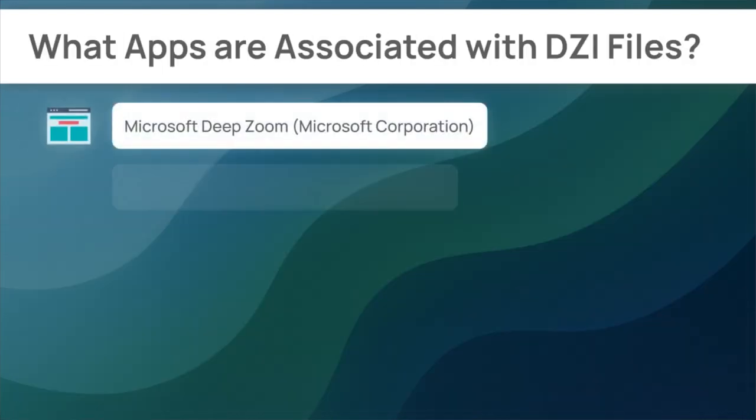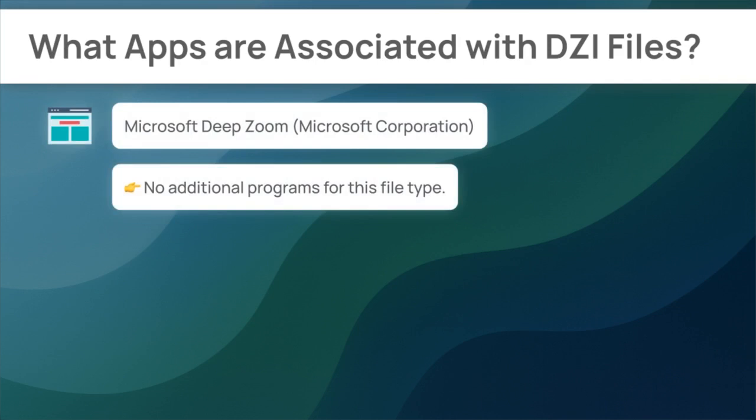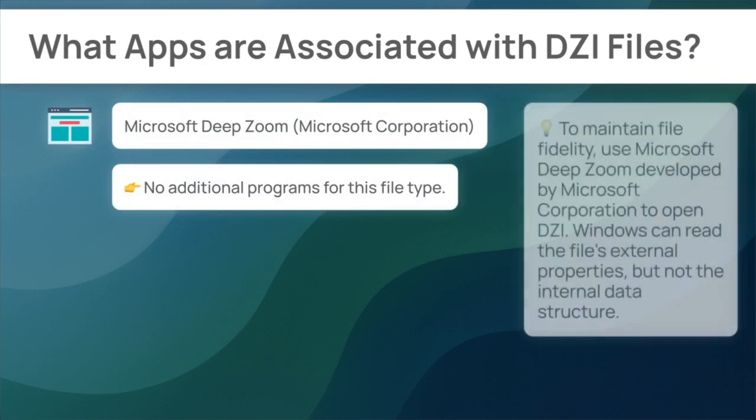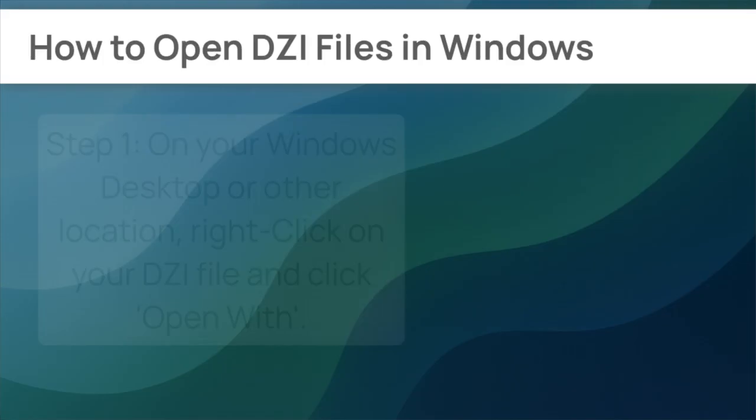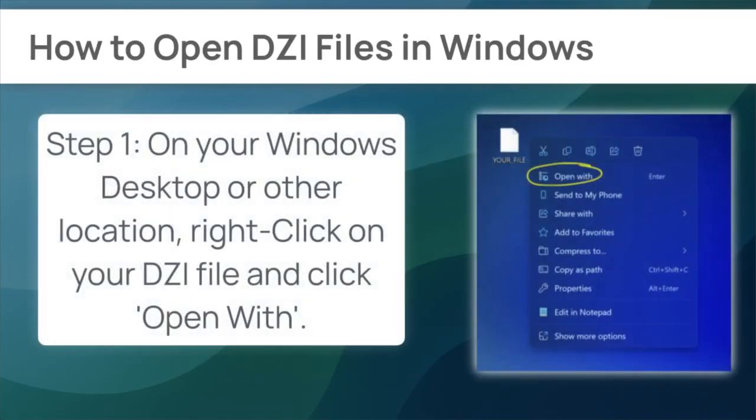The guiding principle for opening DZI is to use Microsoft Deep Zoom from Microsoft Corporation. Windows can read the file's external properties, but not the internal data structure. Windows provides no structural breakdown, so cataloging programs are required for interpretation. We're testing the system's ability to interpret the data.